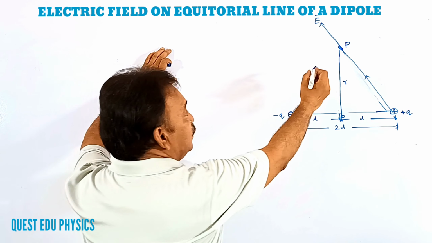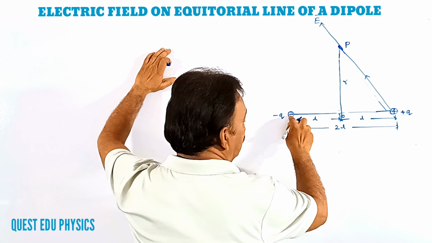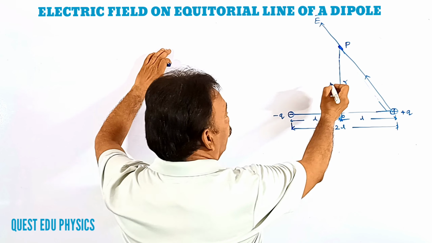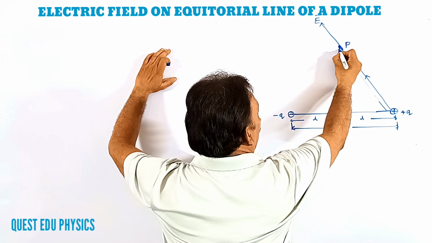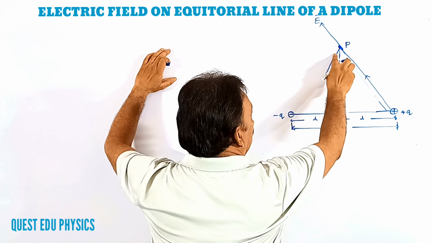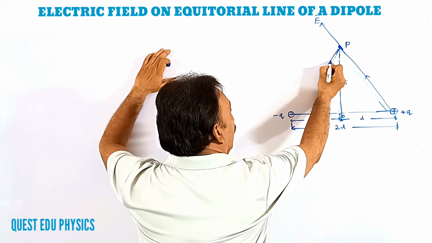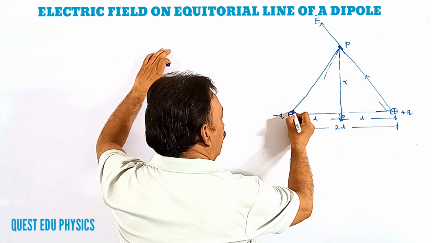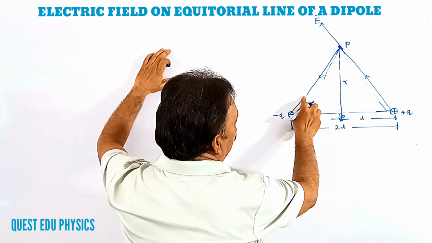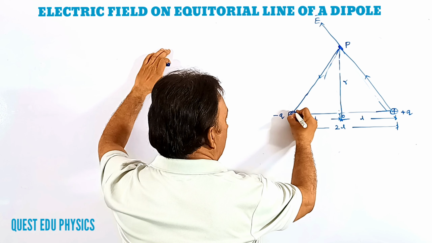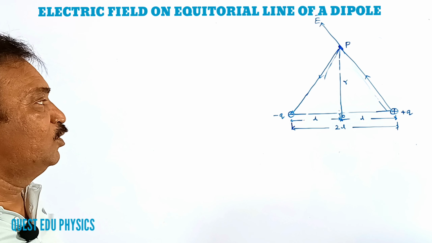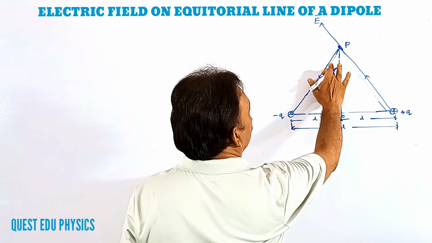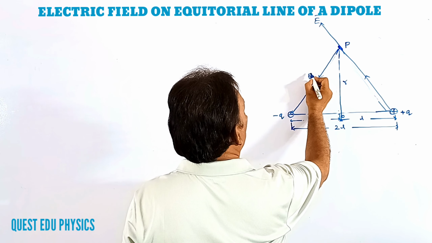Similarly, it's the positive charge and it is the negative. And you know that the field is from positive to negative, and if you join, it is the direction of the electric field intensity. Okay, students. Here, it's also E bar.